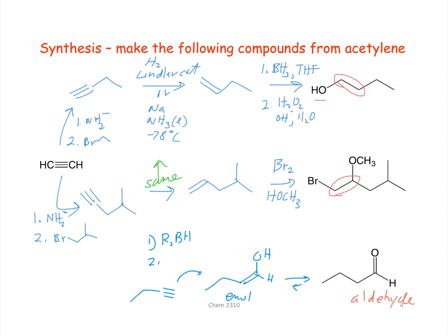And then the second step is the same. We have hydrogen peroxide, hydroxide, and water. So that does our anti-Markovnikov hydration, gives us this enol, which then tautomerizes to the aldehyde. And then, of course, we've made this one before. We just do this with NH2 minus. This is just like that top one up there. What did we use last time? We used bromine. Extend the chain, manipulate the functional groups.